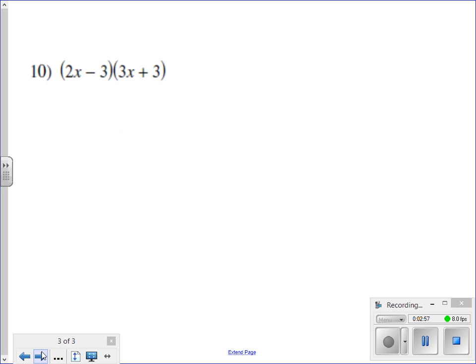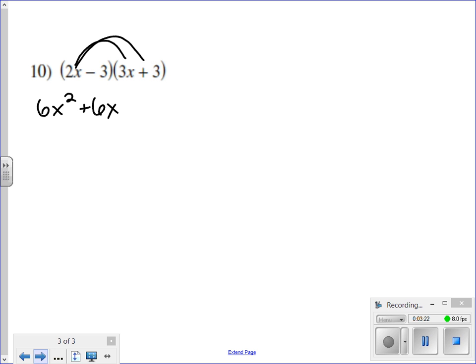Finally, the last problem I'm going to do with you on the note practice here is number 10. I'm going to start by multiplying 2x times 3x. I multiply the coefficients 2 and 3 and get 6x squared. Now I'm going to multiply 2x times 3. 2x times 3 is plus 6x.